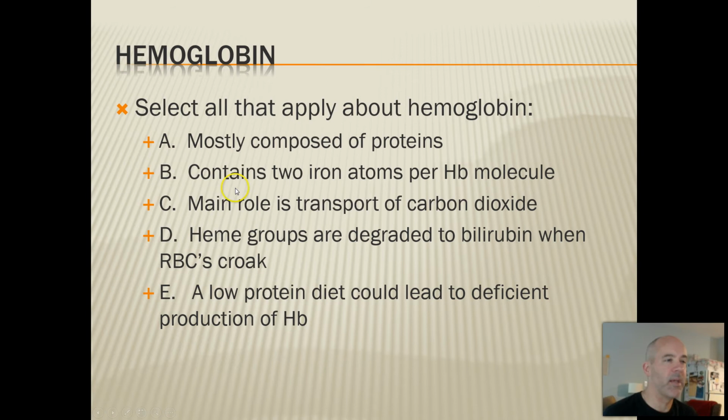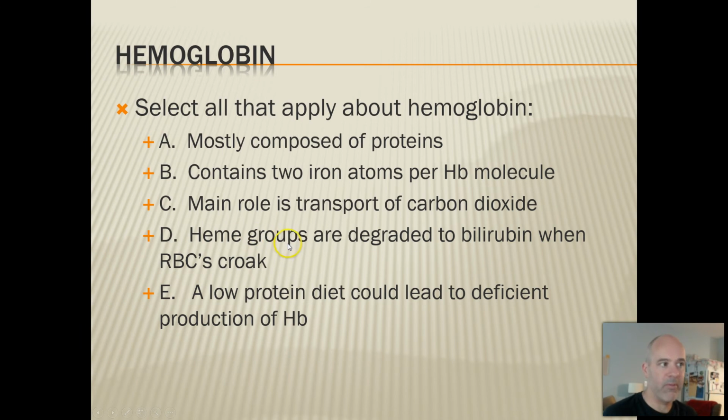the hemoglobin. Contains 2 iron atoms per hemoglobin molecule. Yeah, that's actually false. If you go back and look, it's 4. Main role is transport of carbon dioxide. Keyword there, main. Now, hemoglobin does transport some carbon dioxide, but what is its main role is to transport what? Oxygen, that's right. Heme groups are degraded to bilirubin when our red blood cells die. Yeah, that's where your bilirubin comes from.